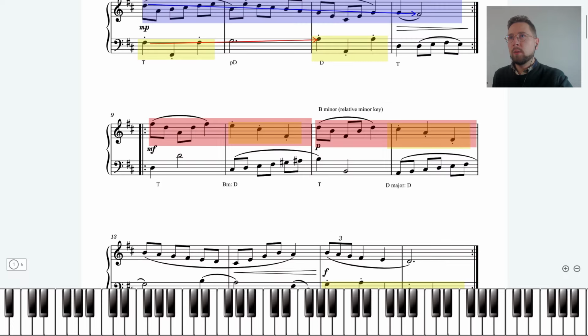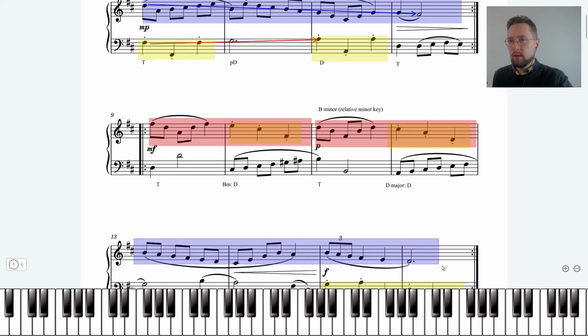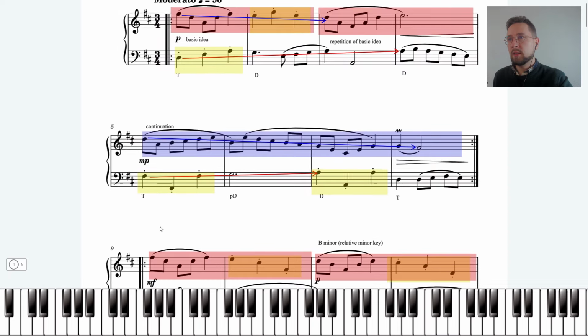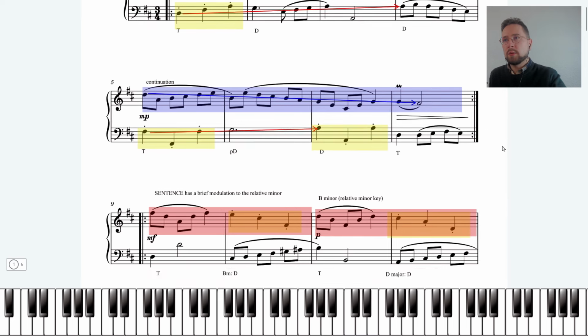Right, and now with the blue color, we can highlight this as being the continuation. The difference between the first and the second phrase is that the first sentence didn't have a sequence that was modulating, but in this case, the sentence has a short, brief modulation to the relative minor. Right, so that's basically how it's organized.